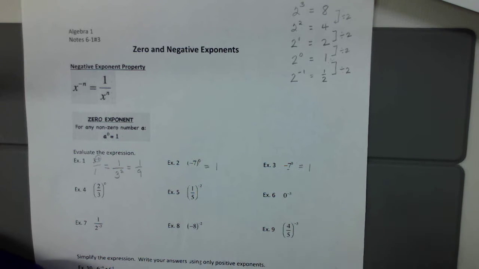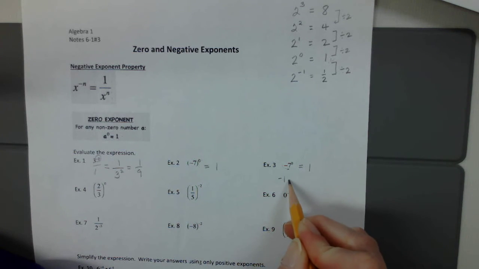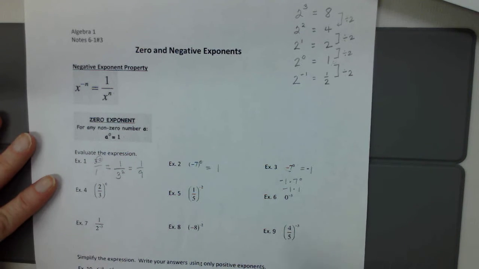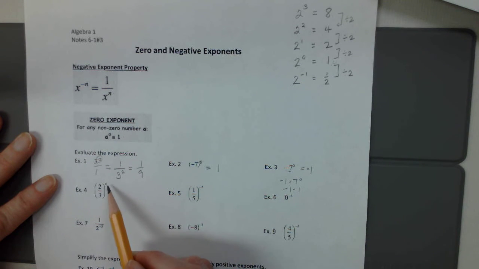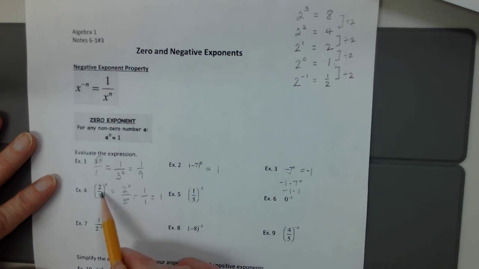Oh, wait a minute. I'm a little bit off here. There's no parentheses here, so this is negative 1 times 7 to the 0 power. So this would be a negative 1 times 1. This will be a negative 1. Okay, 2/3 to the 0 power. You could break that up if you wanted to and say that's 2 to the 0 over 3 to the 0. But those are both 1. So that whole thing's going to equal 1.